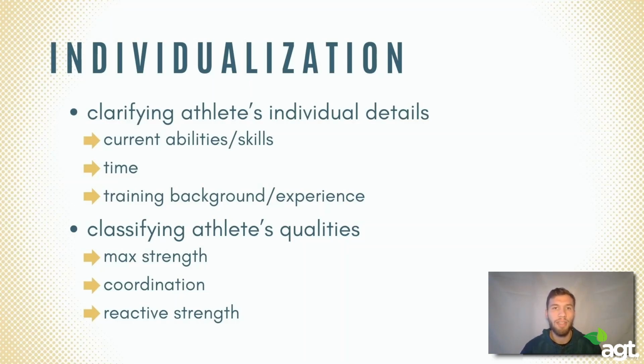The other aspect here is classifying the qualities of the athlete. That includes all kinds of strength qualities that we talked about in this online course, but it also includes the coordination, for example, the proprioception, everything that might be important or interesting for the athlete's sport.